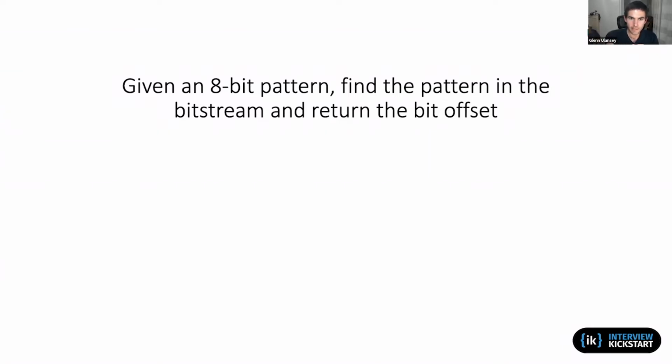This question isn't saying, given an 8-bit pattern, find an aligned 8-bit match. It's given, let's say, 64 bits, any set of 8 bits could potentially match that 8-bit pattern, and return the offset of the first match in that bit stream.